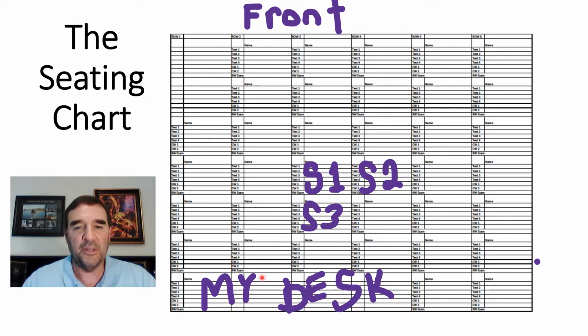I mentioned I put my desk in the back so that the students, when they turn around in order to misbehave, have to turn around to see what I'm doing. And the moment they do that, I stop the behavior. In this instance right here, this is a row of seats, a row of seats, a row of seats.